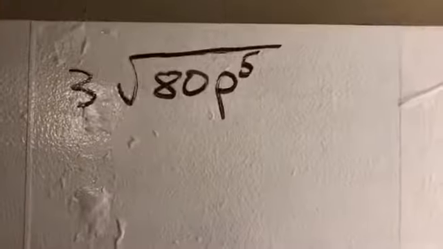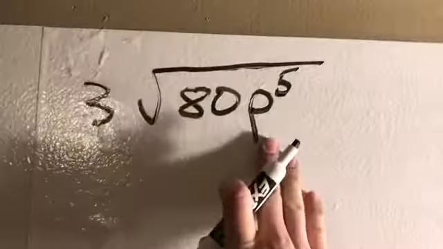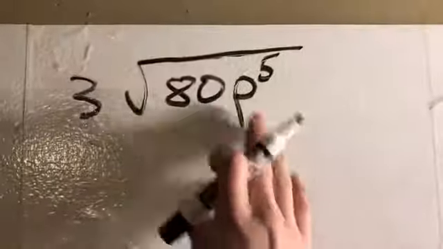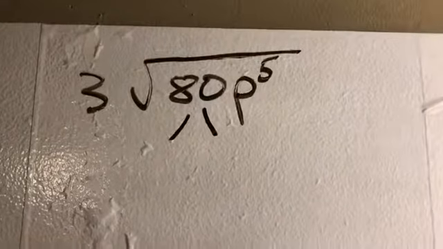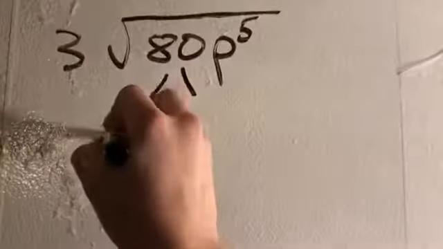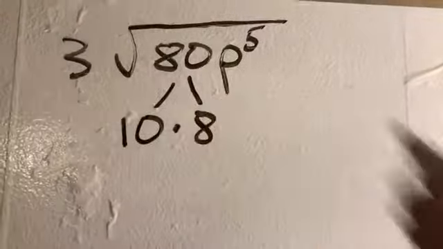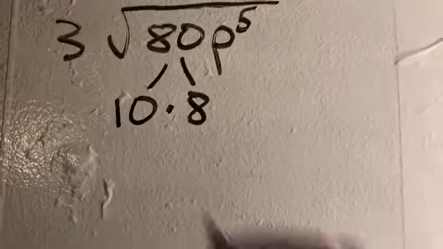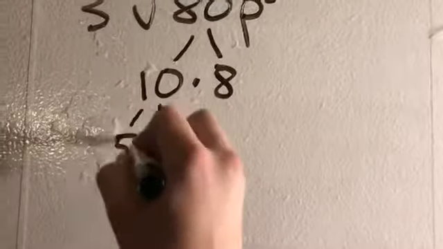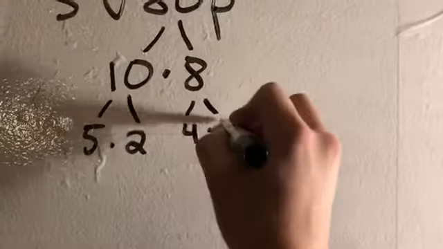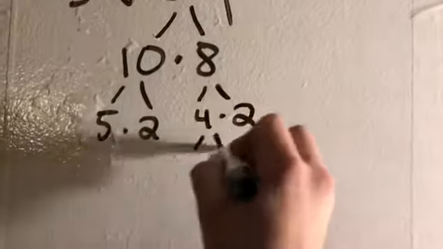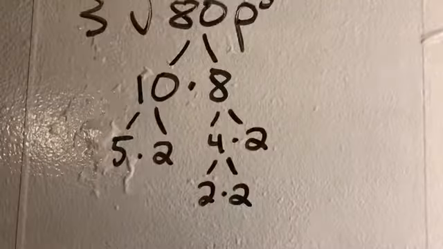All right, the only way this one is different is we have variables now, but we still start the same. We're going to fully factor to start, so we're going to break down the 80 first. So how do we multiply to 80? Well, I know anything that ends with 0 can be multiplied with 10, so I know 10 times 8 is 80. And then I get 5 times 2 from the 10, 4 times 2 from the 8, and a 2 times 2 from the 4.